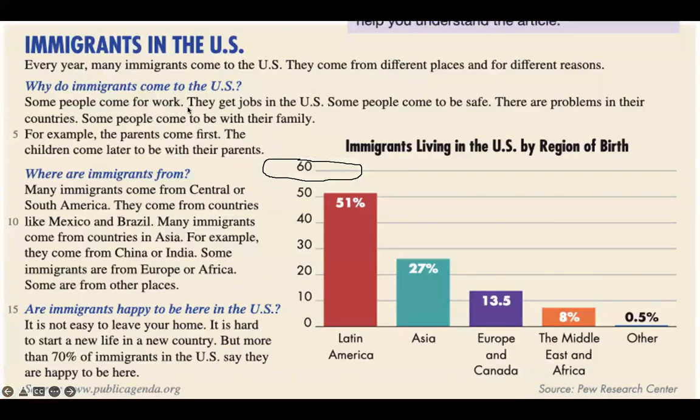Some people come for work. There are problems in their countries. So some people come to be safe, and some people come to be with their family. So work, safety, and family are three different reasons.